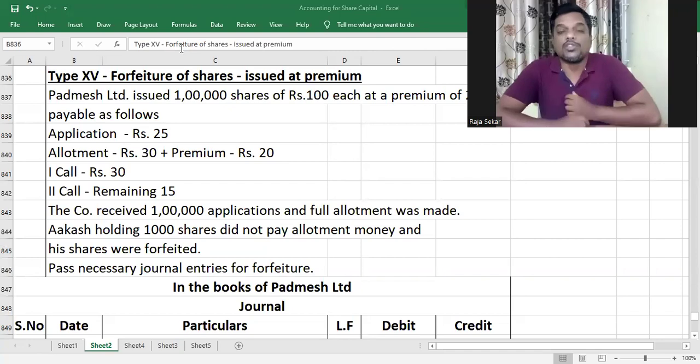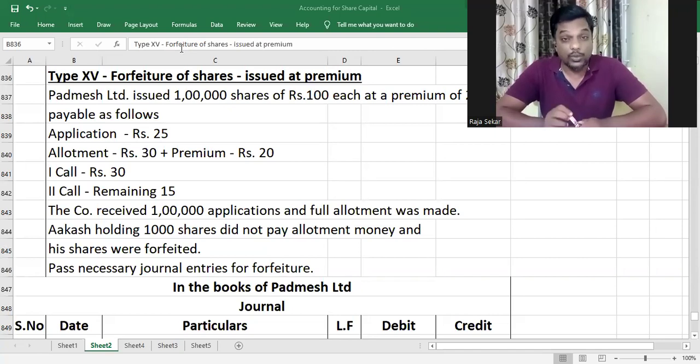In this series of videos, we're learning the various concepts involved in accounting for share capital. And currently, we are doing forfeiture related problems. In the previous video, we understood how we are supposed to forfeit the shares and which accounts have to be credited or debited when we are forfeiting the shares, and how to calculate the amount that has to be debited or credited to different accounts.